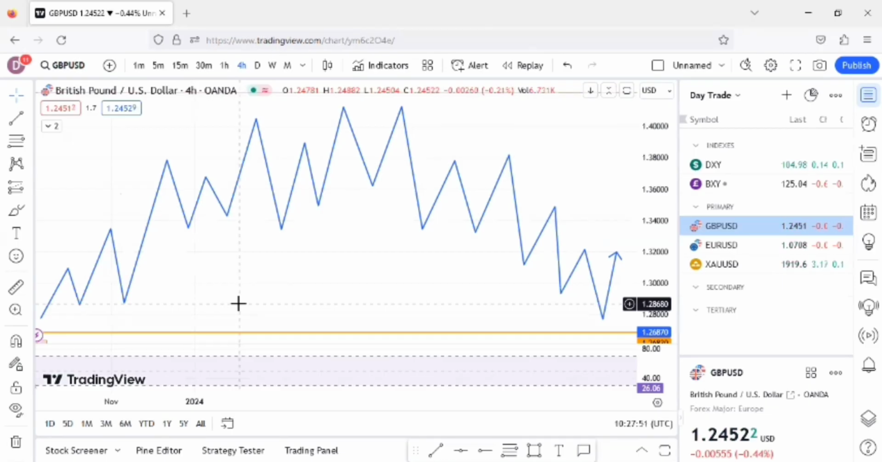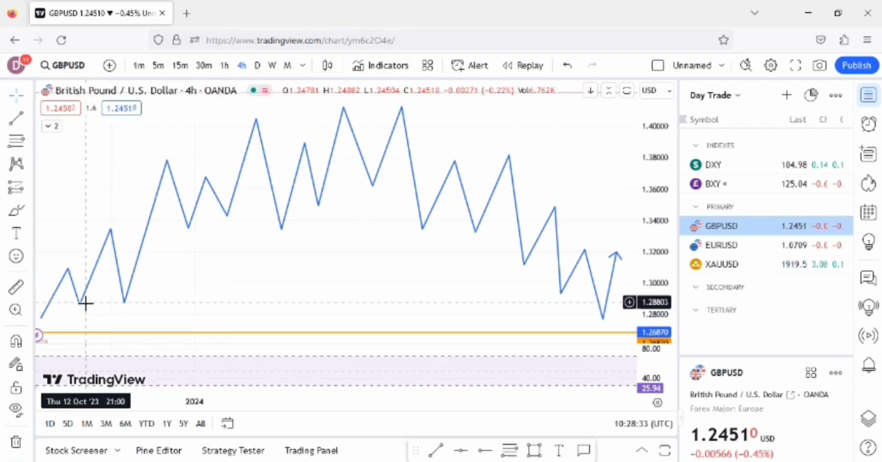What is demand and supply? In a simple and technical term, demand is when the buyer steps into the market to buy a particular asset or currency, while supply, on the other hand, is when sellers step into the market to sell a particular asset or currency. In other words, you buy at a demand and sell at a supply.